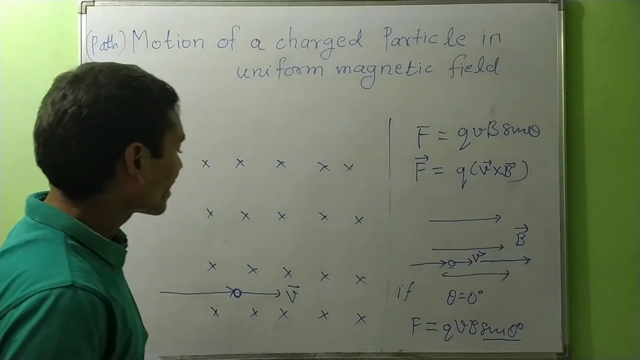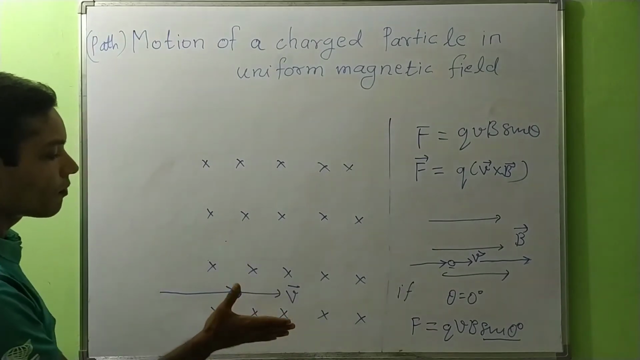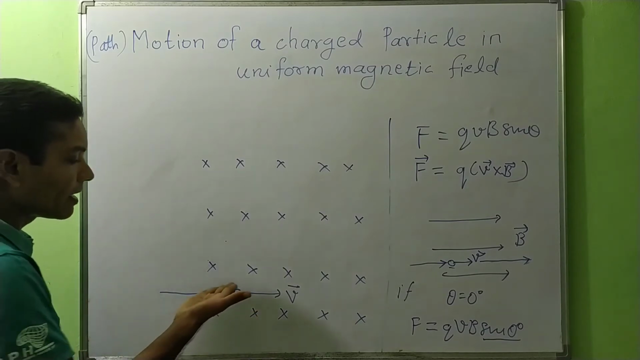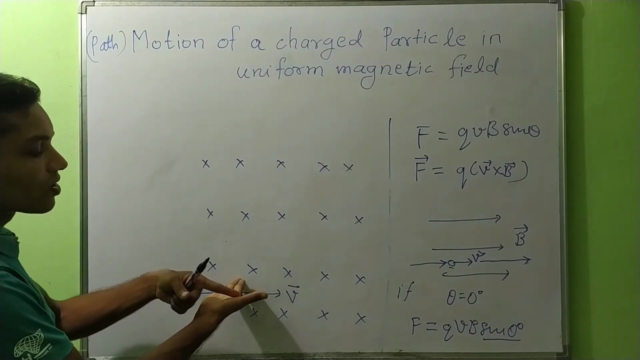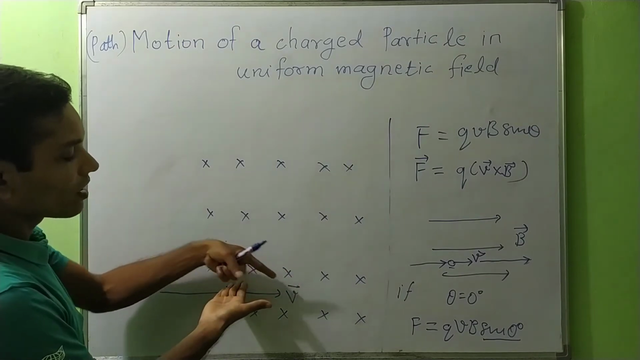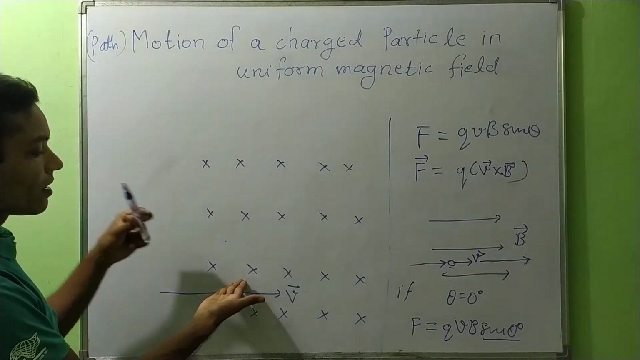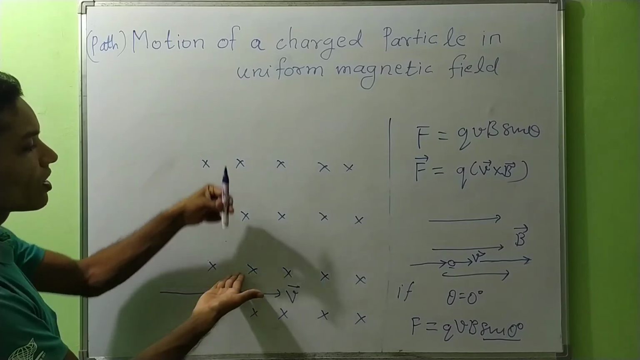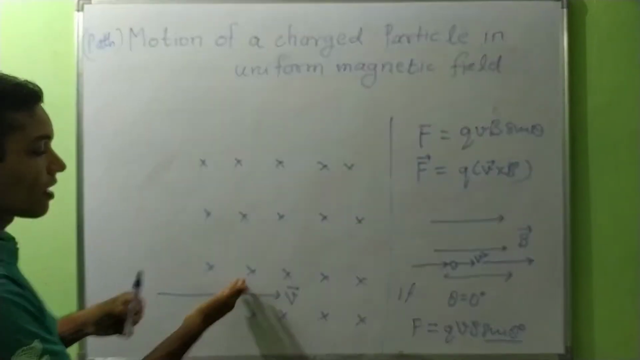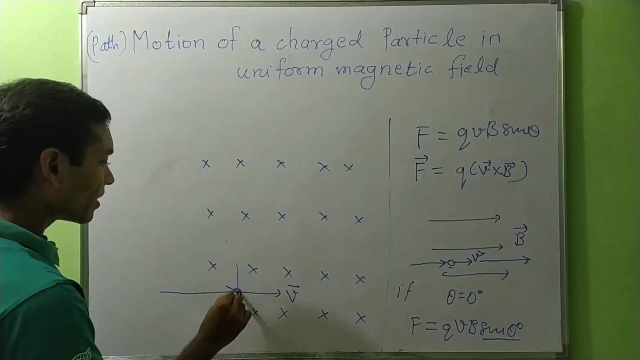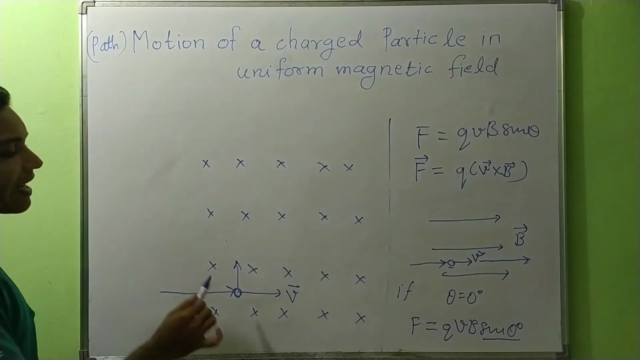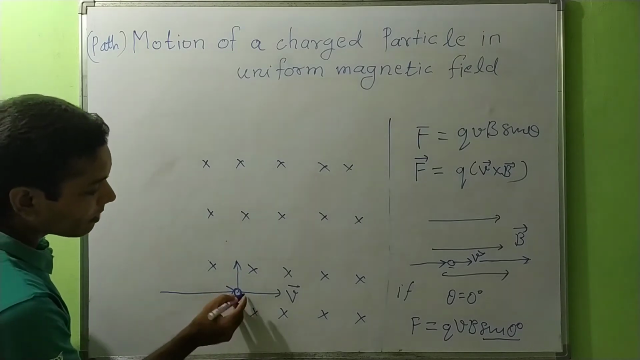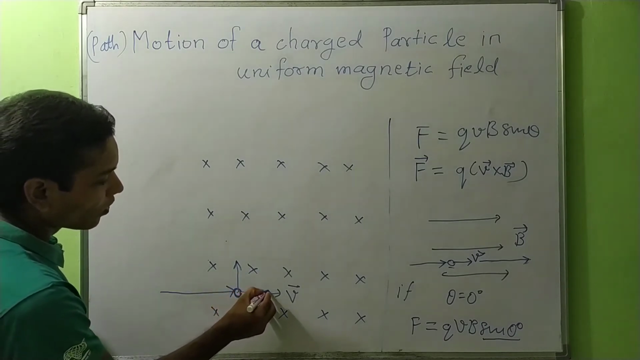So by the right hand palm rule, if the fingers show the direction of the magnetic field, inward, and the thumb shows the direction of velocity or the direction of motion, then the direction of force experienced by this charged particle will be along this direction, the upward direction of the palm. So the magnetic force will act in the upward direction on this charged particle. So this charged particle will bend along this direction.